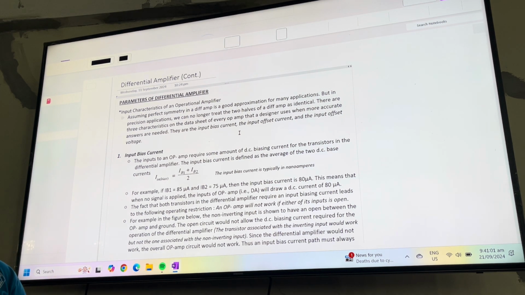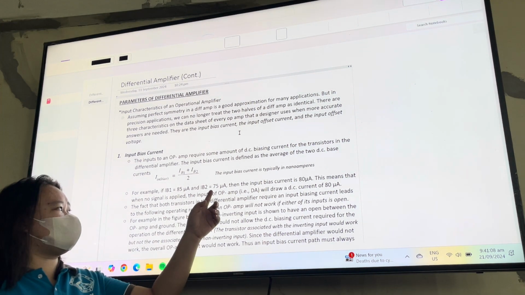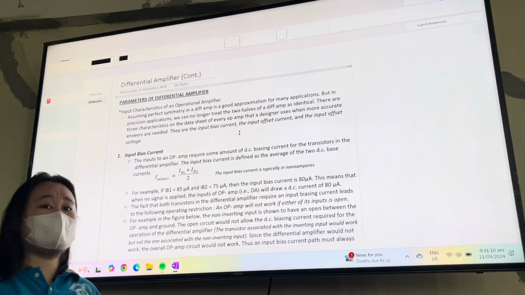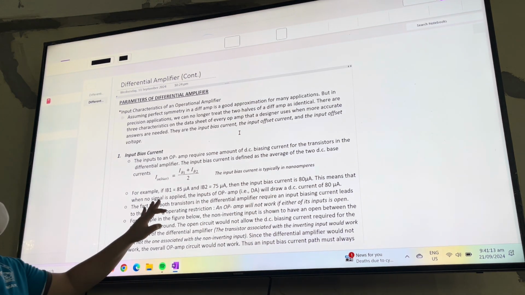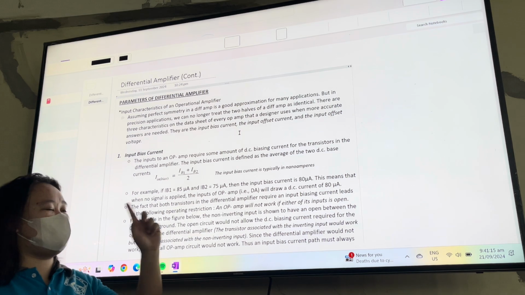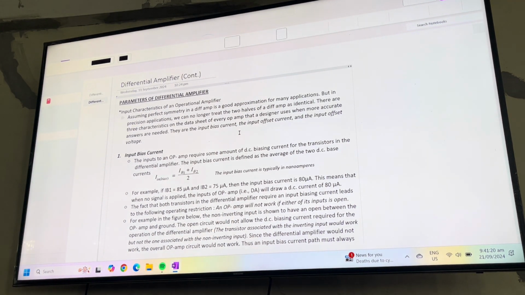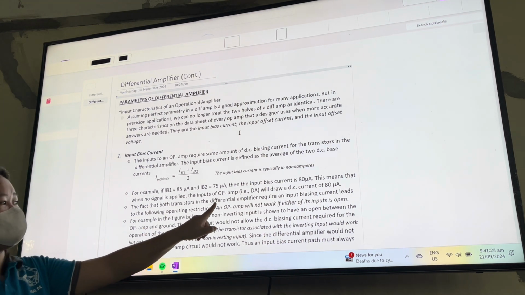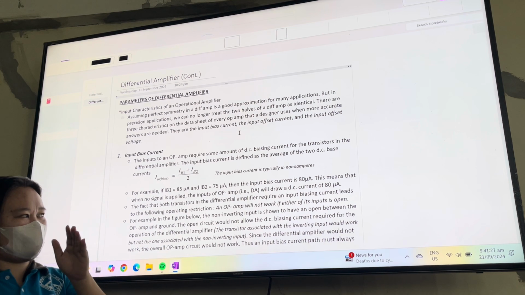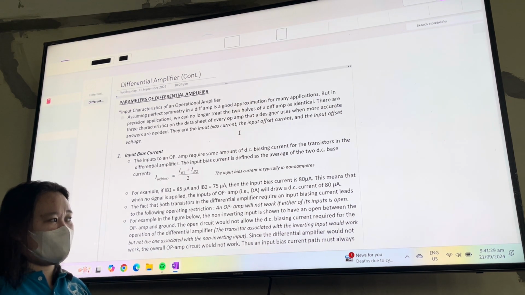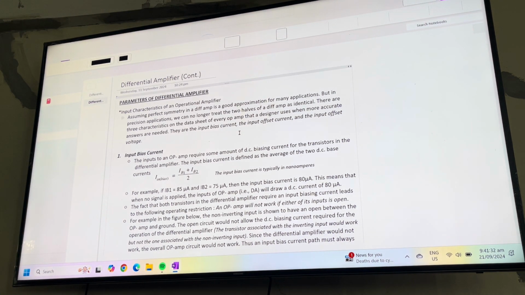For example, if we have IB1 of 85 and IB2 of 75, 85 plus 75 divided by 2 is 80. This means that when no signal is applied, the inputs of an op-amp, that is our differential amplifier, will draw a DC current of 80 microamperes. The fact that both transistors in a differential amplifier require an input biasing current leads to the following operating restriction.